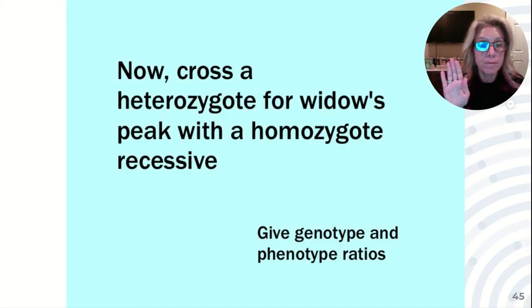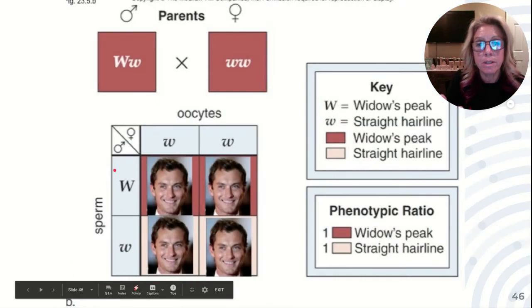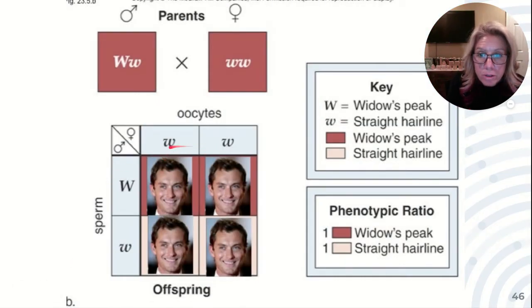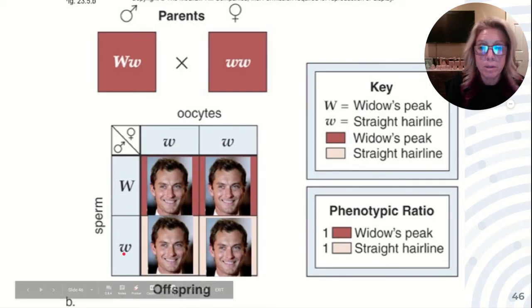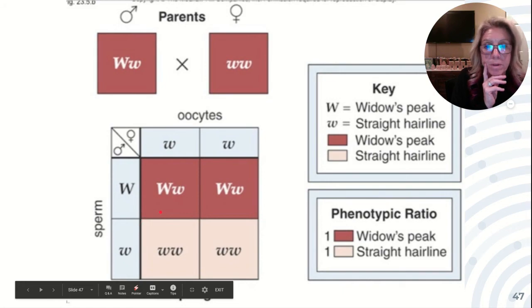So pause. Okay, I'm going to go over the setup with you now. Heterozygote with a homozygous recessive. So here is your homozygote recessive, 2 little w's. Here is your heterozygote, big W, little w. So you would fill in your Punnett squares. Pause if you needed help. Okay, and this is what it would look like.